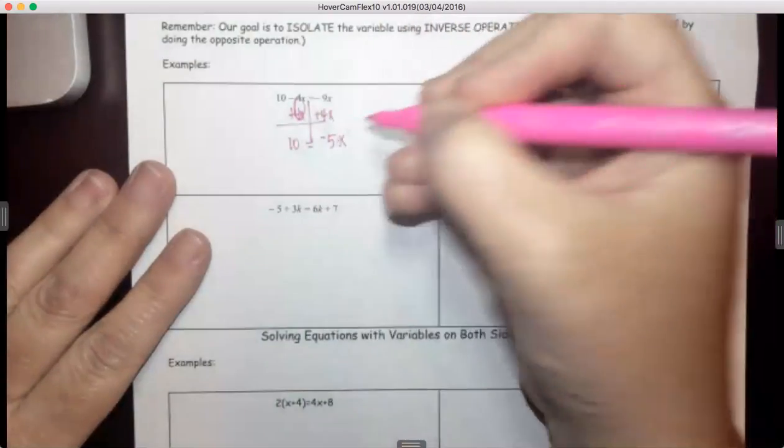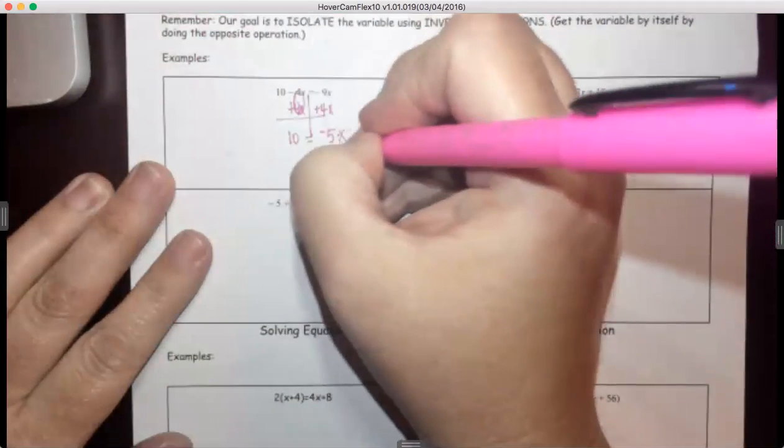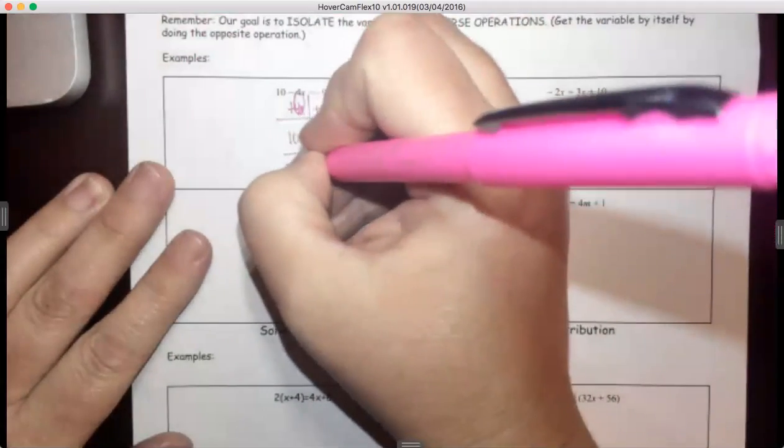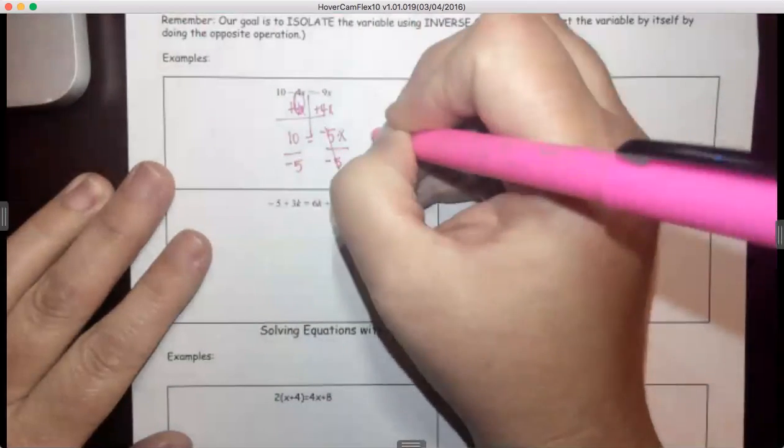These two are multiplying. I can put my pen in between them. There's no plus or minus sign. So that means my inverse operation is to divide. So I get x equals negative 2.